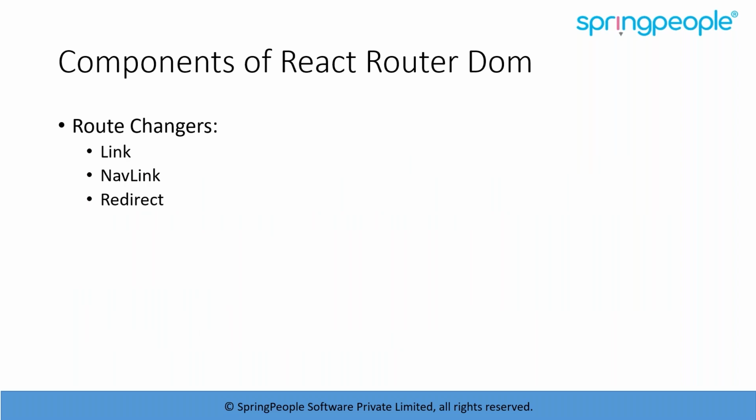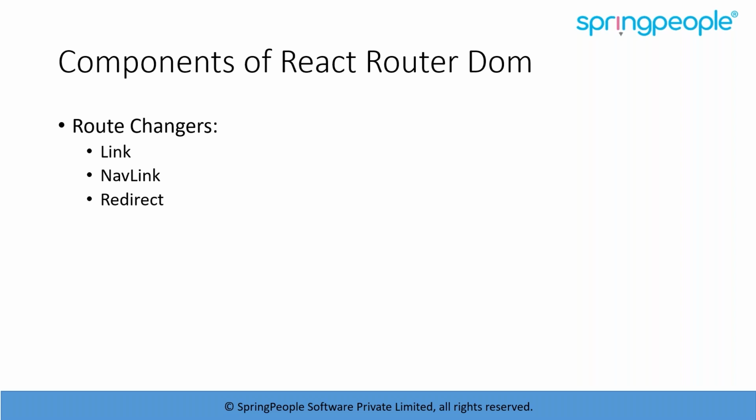The third component is for your route changers. So what is this route changer that we have? We have 3 of them: link, nav link, and redirect. When you look at link, it basically tells you which is the element that you have to link to, or which is the element or page that you want to show.